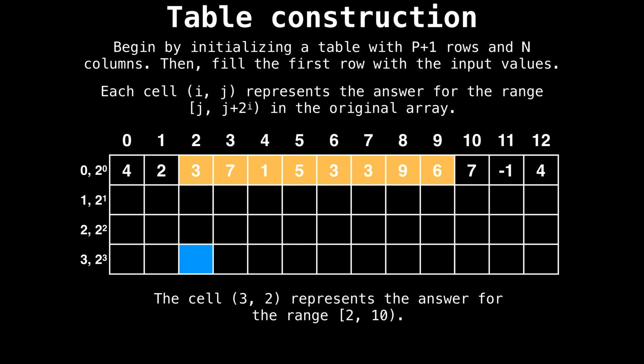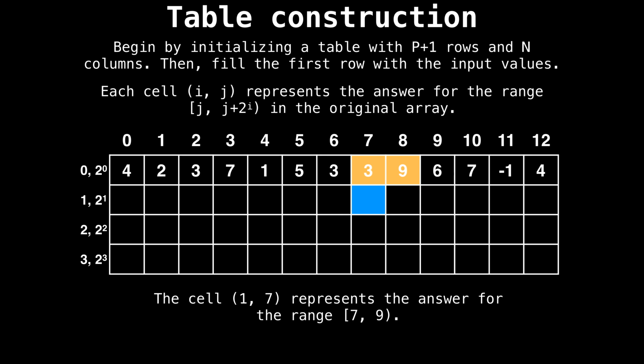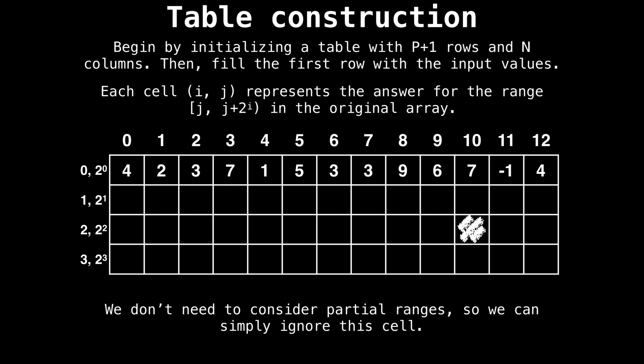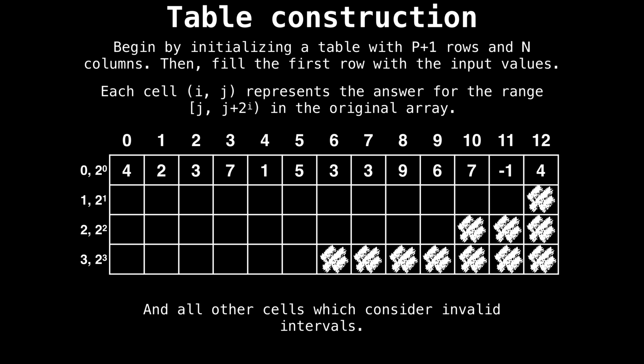On this slide, the blue cell at row 3, column 2 represents the answer for the range 2 to 10 non-inclusive. While on this slide, the cell at row 1, column 7 represents a much smaller range of 7 to 9 non-inclusive. Now, what do we do about the cell at position row 2, column 10, which represents the range 10 to 14 non-inclusive? This interval reaches outside the bounds of the sparse table. Well, we don't need to consider partial ranges, so we can simply ignore this cell and all other cells with invalid intervals.